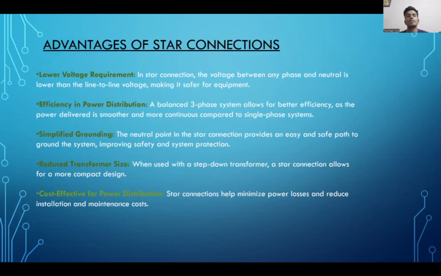Coming to advantages of star connections, lower voltage requirement. In star connections, the voltage between any phase and neutral is lower than the line-to-line voltage, making it safer for equipment. Efficiency in power distribution. A balanced three-phase system allows for better efficiency as the power delivered is smoother and more continuous compared to single-phase systems. Simplified grounding. The neutral point in the star connection provides an easy and safe path to ground the system, improving safety and system protection.